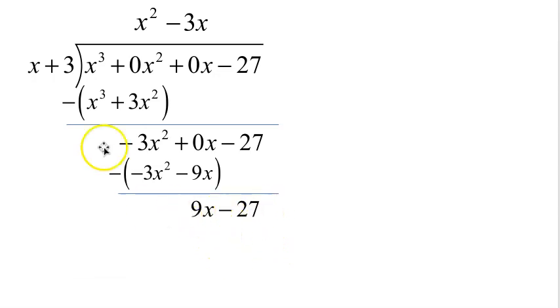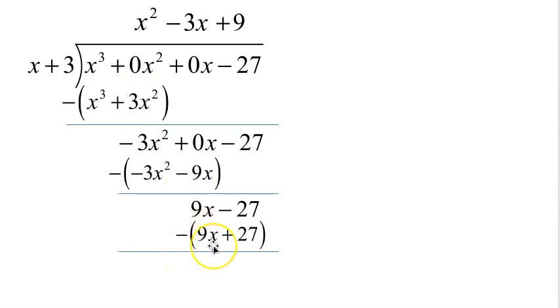Dividing the leading terms, 9x divided by x is plus 9. And then multiplying 9 times x is 9x, 9 times 3 is 27. But be careful, we are subtracting. 9x minus 9x is 0, but negative 27 minus positive 27 is negative 54. So the remainder that we have there is negative 54, so we write the remainder over the divisor, so our final quotient will be x squared minus 3x plus 9 minus 54 over x plus 3. And that will conclude this lesson.